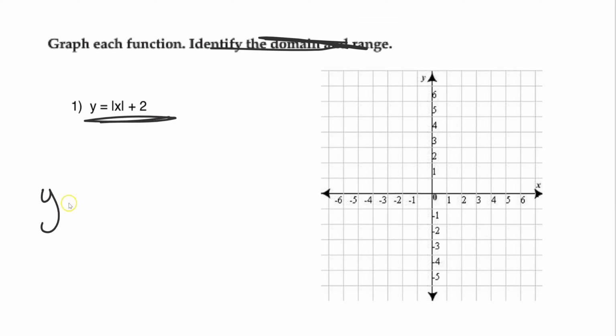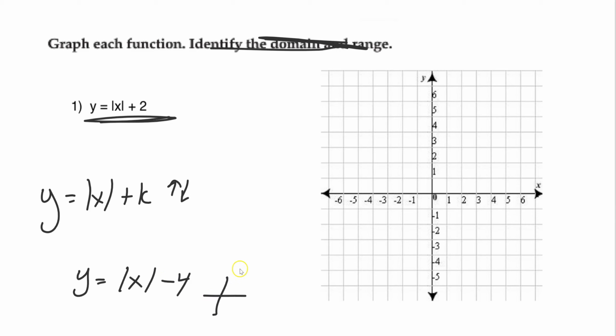So general is this. If there's something on the outside of absolute value graph, we'll talk more about this next time. That makes it go up and down. It moves your graph up and down. So if I gave you y equals absolute value of x minus 4, you take the normal absolute value graph you have, and you move it down 4. And just draw it again.